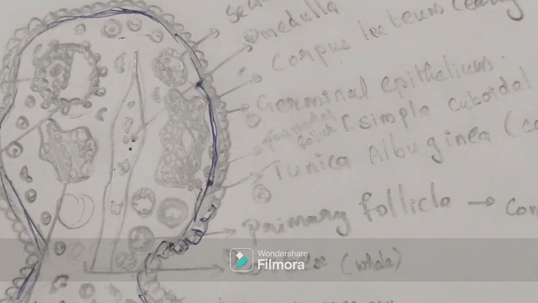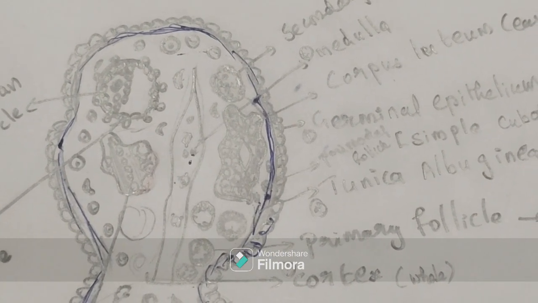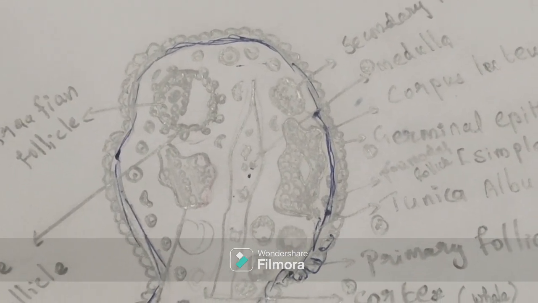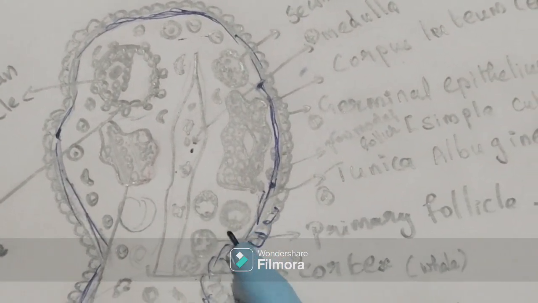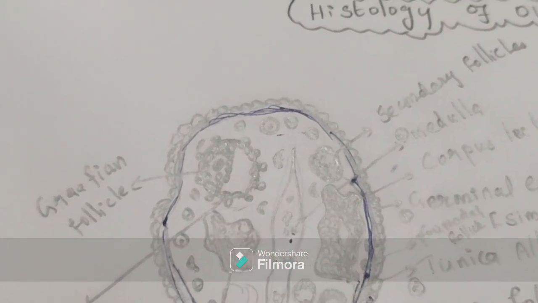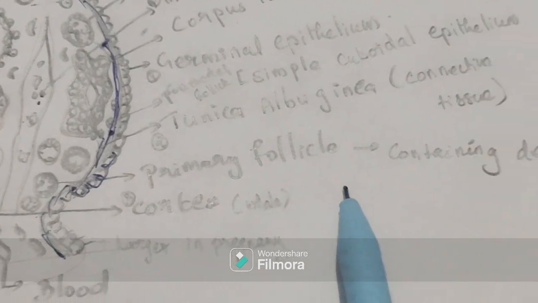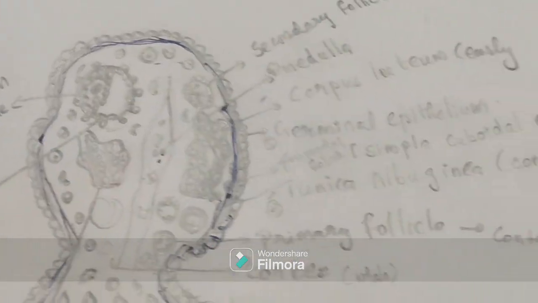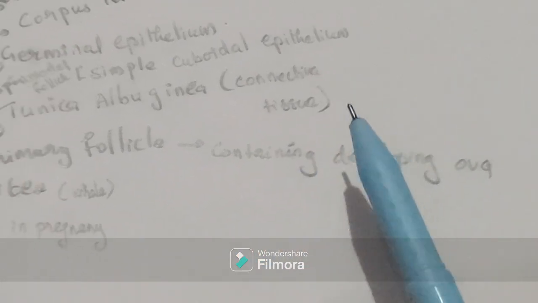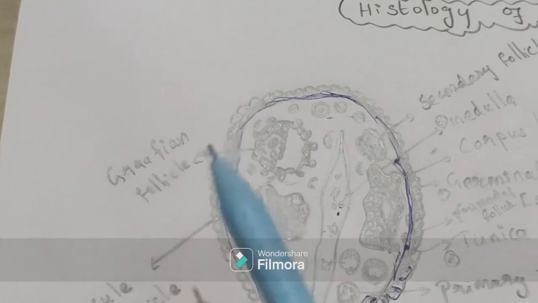This one is the primary follicles, the first stage of development of ovarian follicles, and this one is the Graafian follicle. This one is the early development, and this one is the fully developed stage. This contains the developing ovum, the primary follicles. The fully developed condition is called the Graafian follicles.